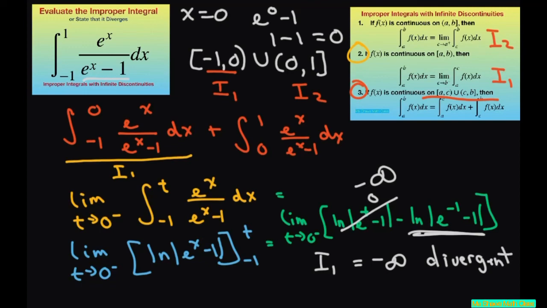That means we don't have to do integral 2, because if one of these is divergent, it doesn't matter what the other one is. So that means my whole integral, this whole thing, is divergent.